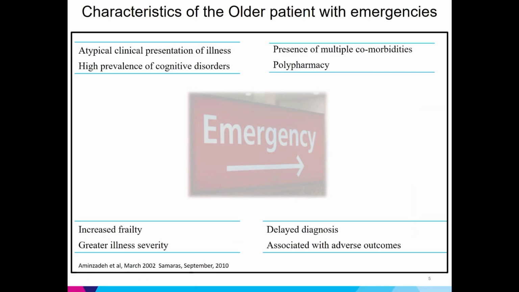Older adults tend to have more cognitive disorders. They're living with a number of chronic comorbidities that make their workup a little bit more complicated. And you add to that this idea of polypharmacy, the number of medications to treat a number of their comorbidities, and increased frailty. They tend to have a greater severity of illness, requiring a lot more diagnostics and tests, which lead to delayed diagnoses, and unfortunately are associated with adverse outcomes.